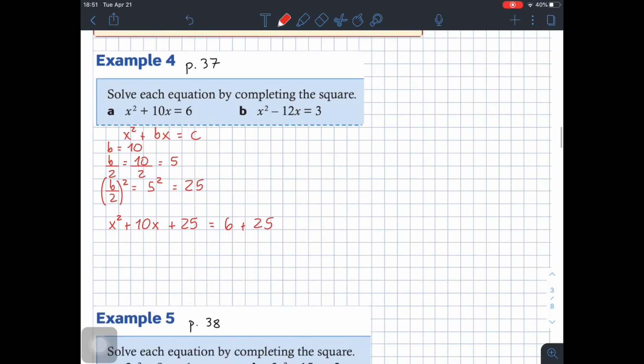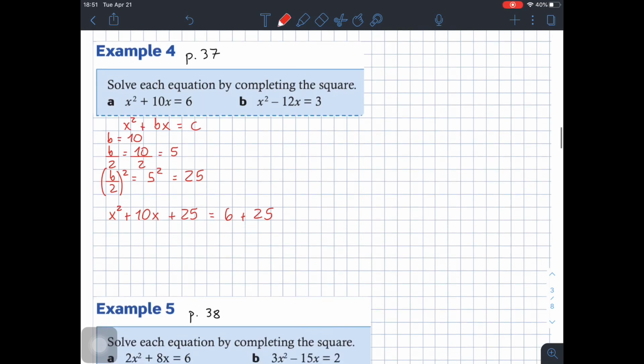Okay, so we did this to complete the square. What does complete the square mean? It means that we can rewrite this, or we can factor this as x plus 5 squared. Let me write that down here. X plus 5 squared equals, and 6 plus 25, that's 31.